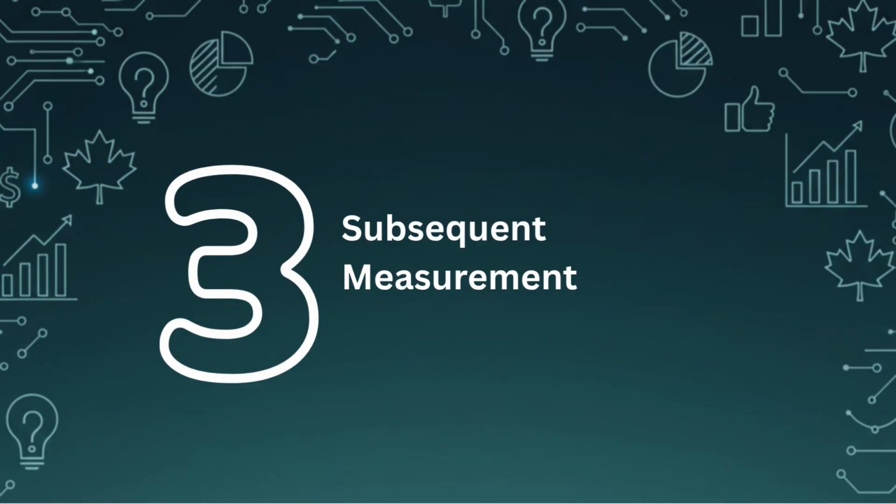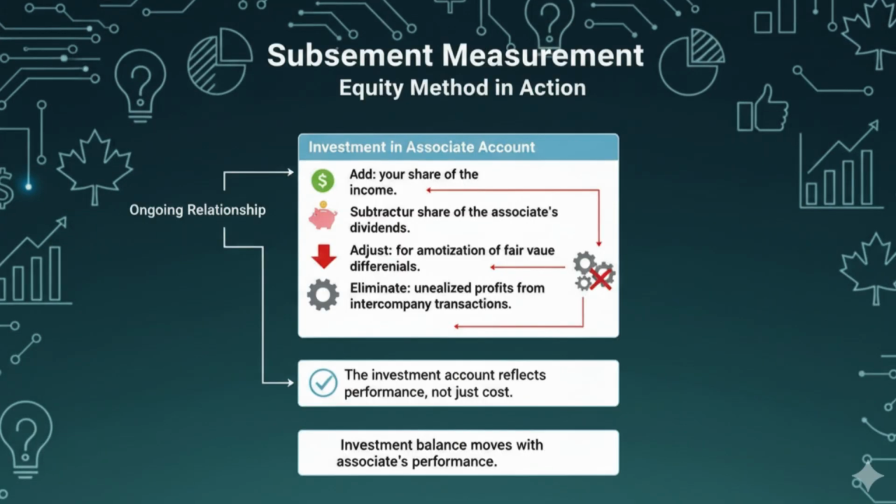So once the investment is recorded at cost and tracked with acquisition differentials, what happens next? That's where subsequent measurement comes in. Unlike passive investments, associates reflect an ongoing relationship. The equity method ensures the investment balance moves in step with the associate's performance.